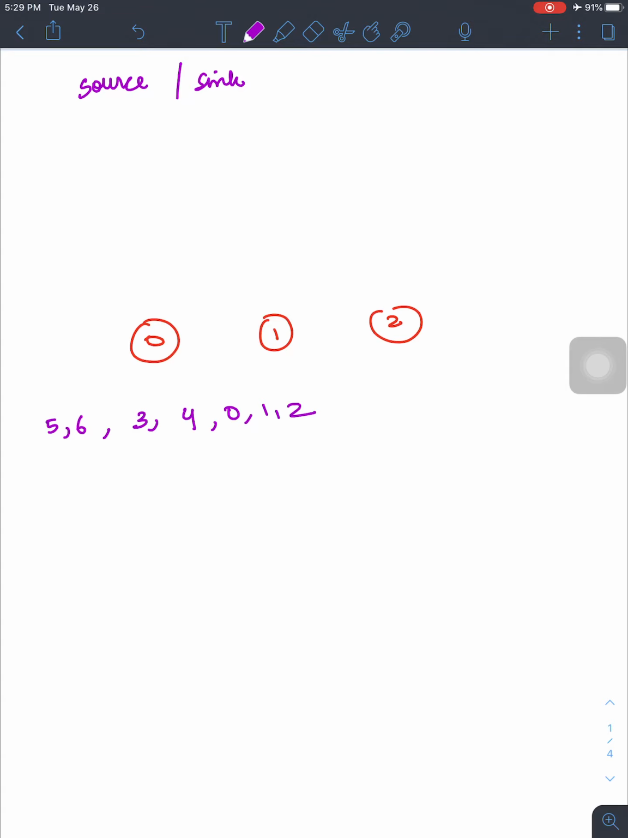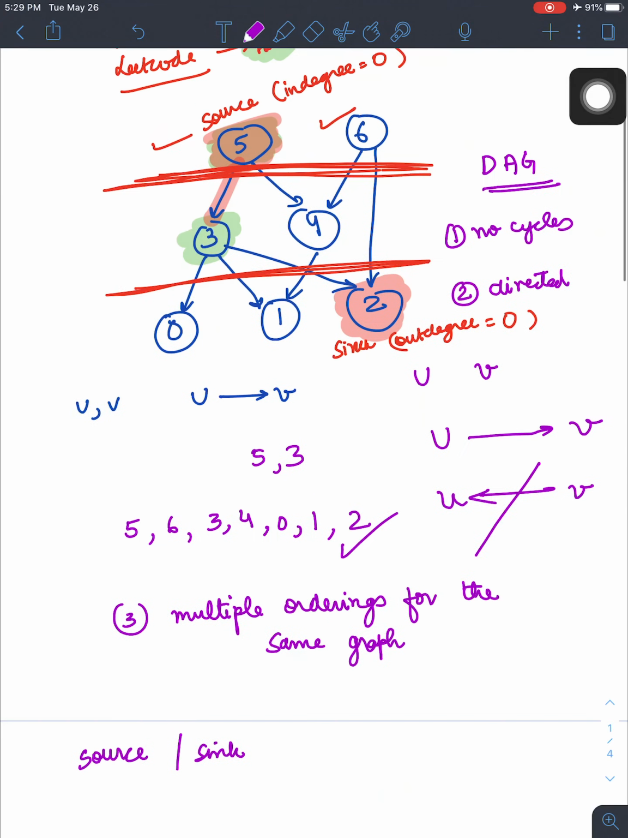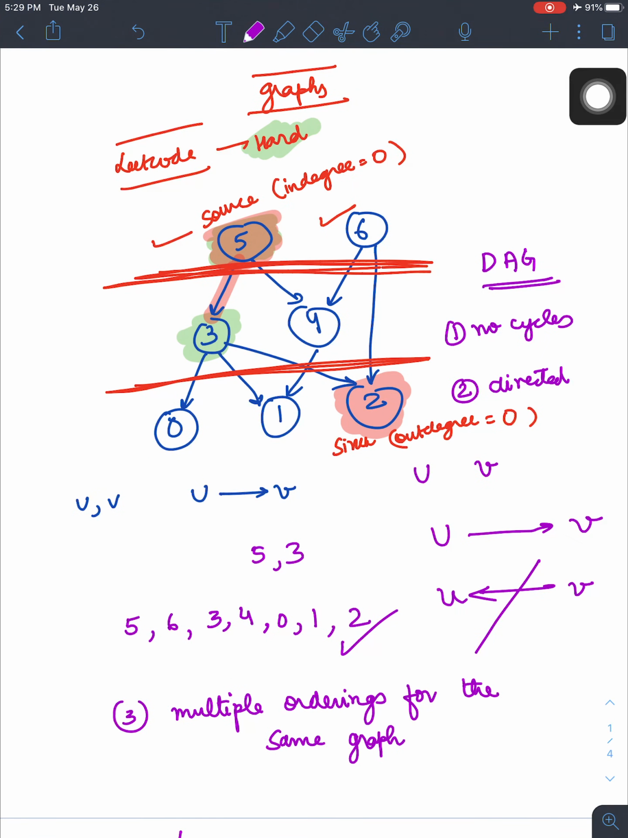As I said, if I had wanted to write 5, 6, 3, 4, 1, 0, 2, that would also be valid. Similarly, 5, 6, 3, 4, 2, 1, 0, that would also be valid. If they're on the same level, they can be put in any particular ordering and it would all still be valid. Now, as you can imagine, the implementation of this is pretty straightforward once you know what the graph looks like.